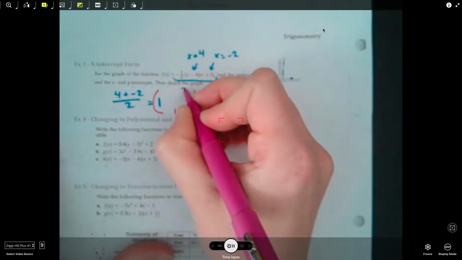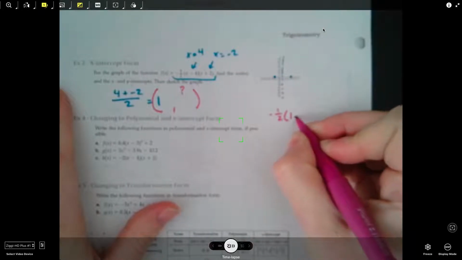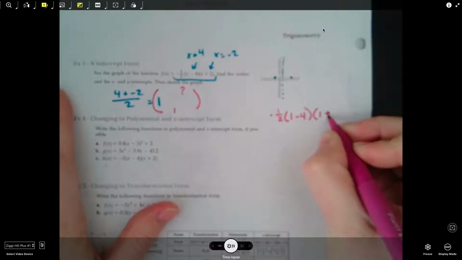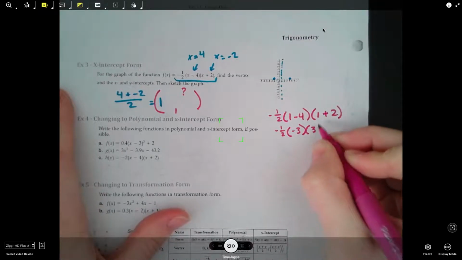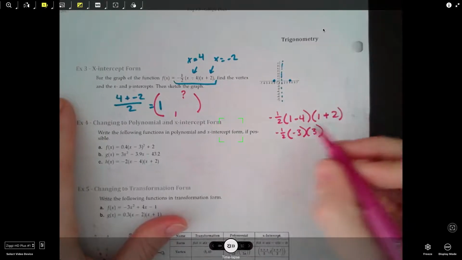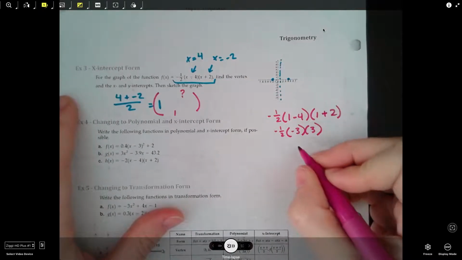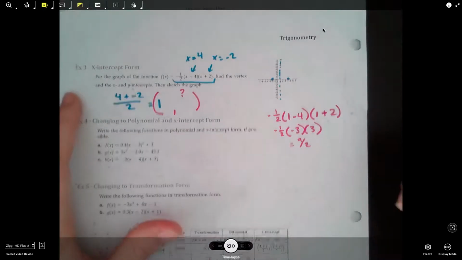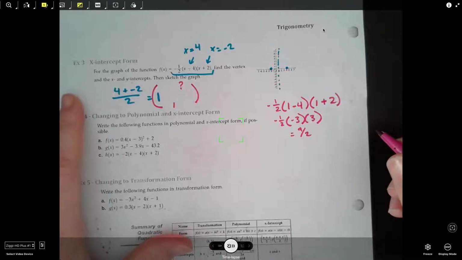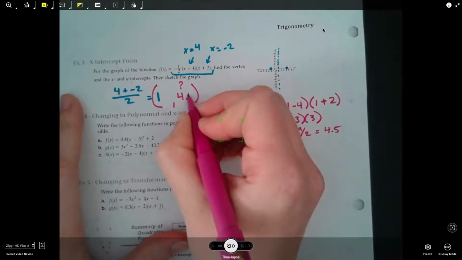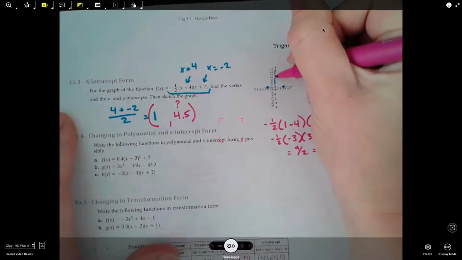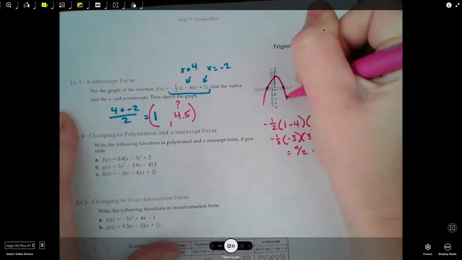And how do I figure out what this something is? Just like I did on the last one. Plug it in. -1/2 times 1 minus 4 times 1 plus 2. Okay, -1/2 times -3 times +3. Ew, yuck. 3 times 3 is 9. 9 times 1/2 is 9/2. Is it going to be a positive 9/2 or a negative 9/2? Positive. I know you're not paying attention. Which is 4.5. So 1, 4.5, that is where our vertex is, and he looks like this.